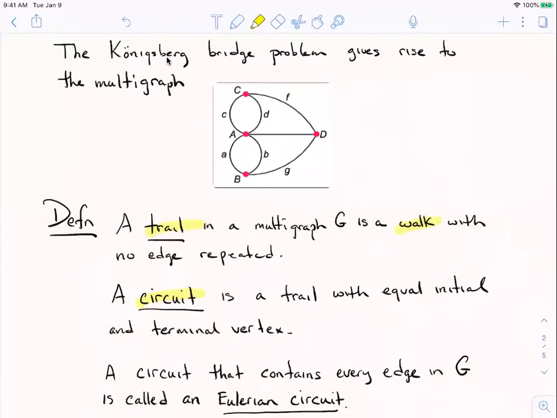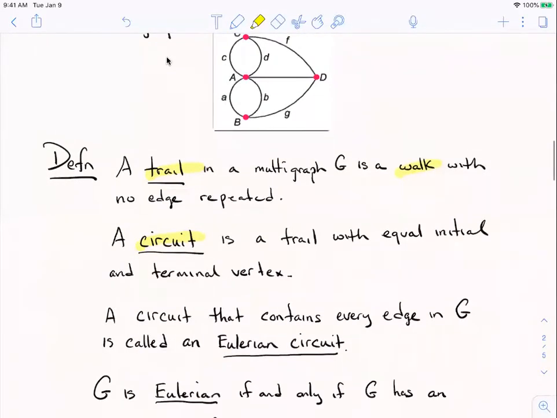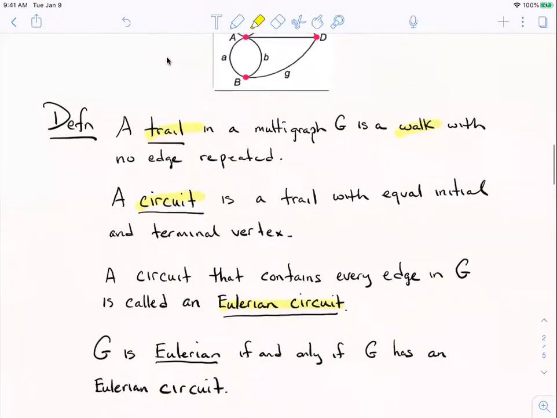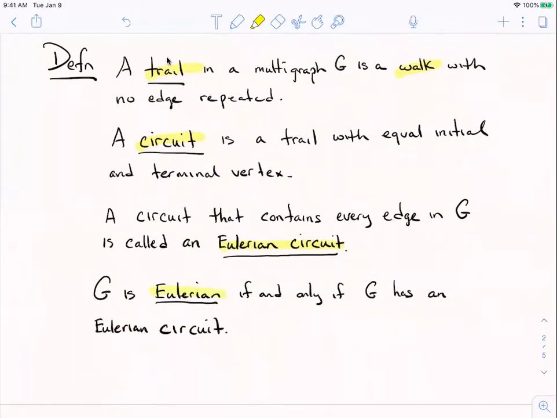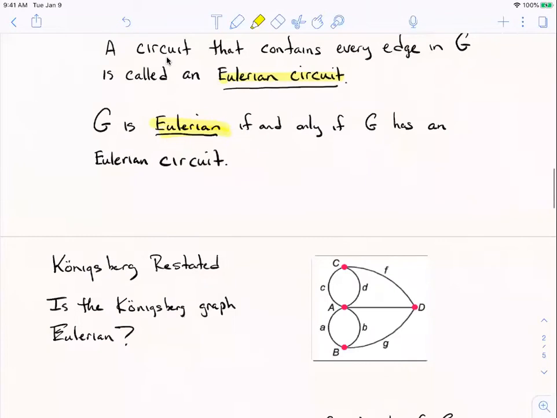Okay? So circuits that cover every edge in a graph are called Eulerian. An Eulerian circuit is a circuit in which every edge is traversed. And if a graph has an Eulerian circuit, it's called an Eulerian graph. You can pause this and write it down slower if you want, but I'm just going to move on.